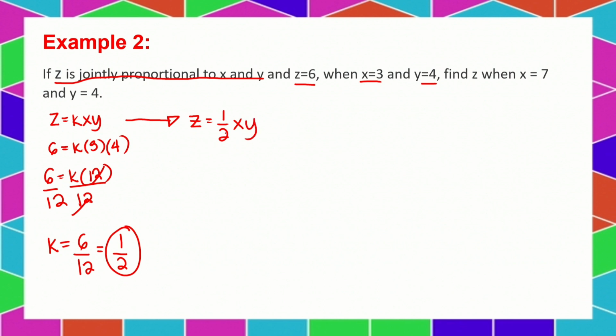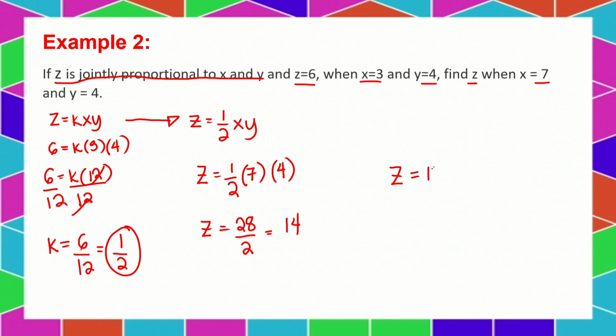So after this, we can now solve for the value of z when x is 7 and y is 4. So we substitute. To solve for z, we have 1/2 times the value of x, which is 7, multiplied by y, which is equal to 4. So we now have z is equal to 7 times 4, 28, times 1/2, so that's 28 all over 2. Then 28 divided by 2, the answer is 14. So the value of z when x is 7 and y equals 4 is equal to 14.